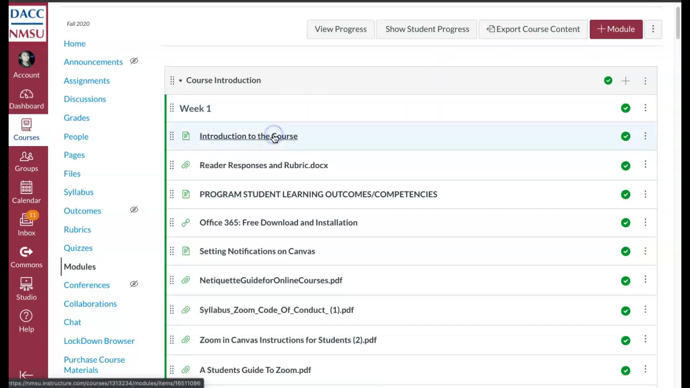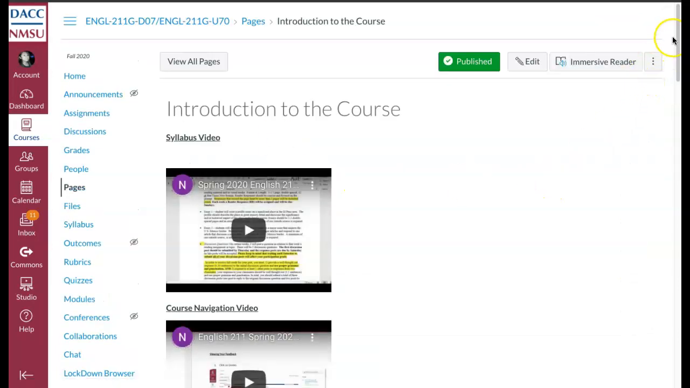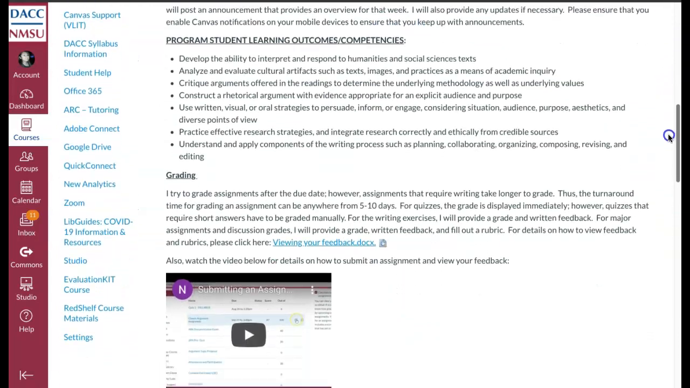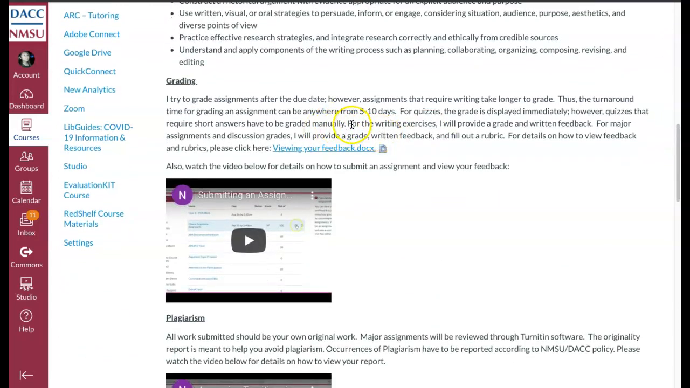So going back to the introduction to the course page, I also mentioned the student learning outcomes. I tell you how long it takes me to grade an assignment. Now please keep in mind that I am an English teacher, so that means that most of my grading is writing, and I do read everything that my students write. So sometimes it takes me a little bit longer than 5 to 10 days.